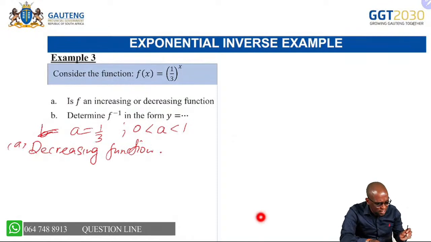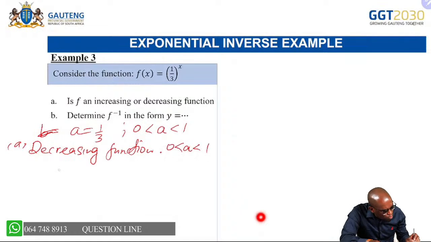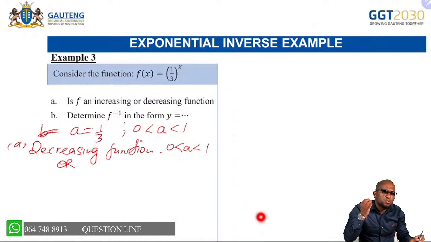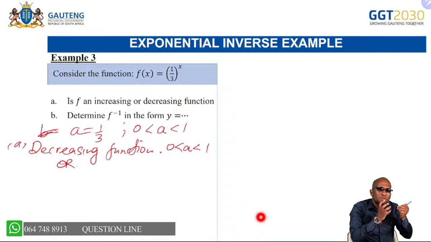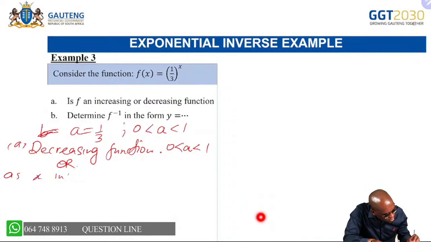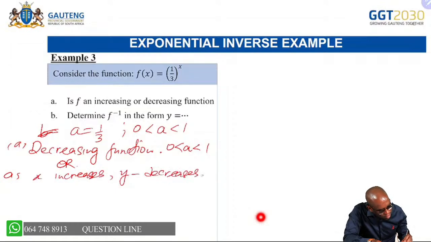We can use different explanations. We can say it's because a is trapped between 0 and 1, or we can use this one. Remember when we explained increasing and decreasing functions, I explained it in terms of values of x compared to values of y. We can say as x increases, y decreases. That is why we are saying it's a decreasing function.